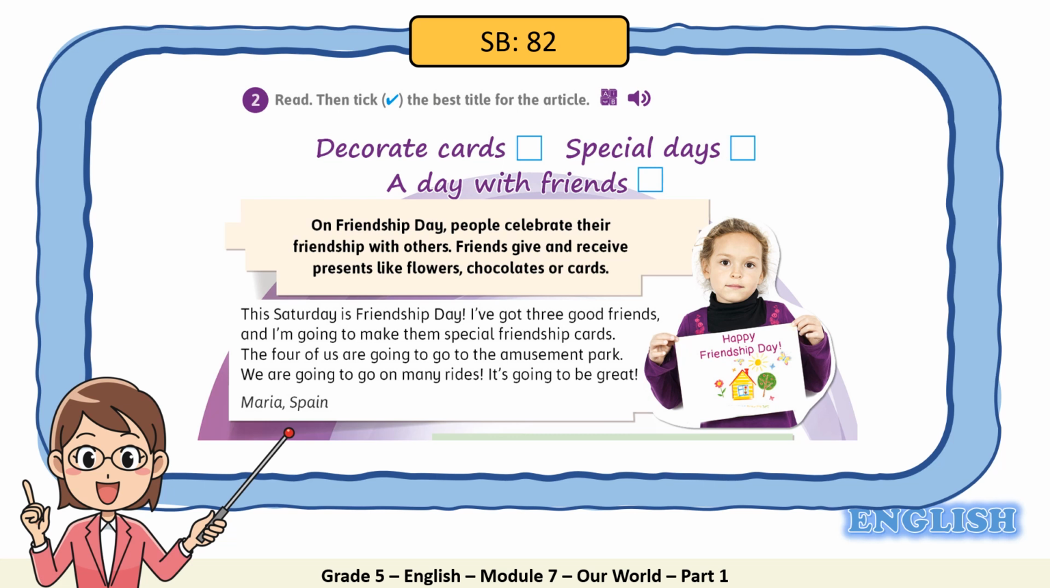On Friendship Day, people celebrate their friendship with others. Friends give and receive presents like flowers, chocolates or cards. This Saturday is Friendship Day. I've got 3 good friends and I'm going to make them special friendship cards. The 4 of us are going to go to the amusement park. We are going to go on many rides. It's going to be great. Maria, Spain.